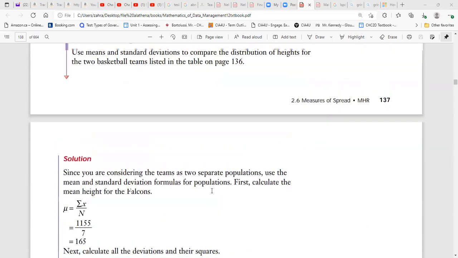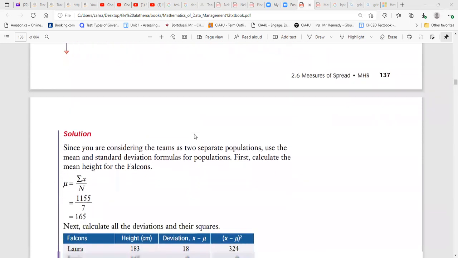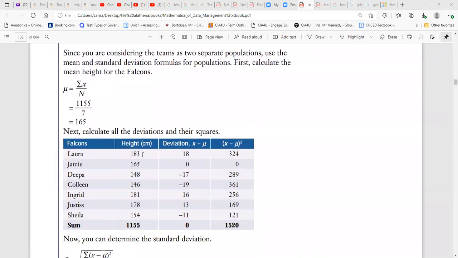Okay, let's just do this question and we'll see that better. Use mean and standard deviation to compare the distribution of the height for two basketball teams listed in a table. So this is the data that you have for this team, and here is the data. To find the mean value, we just add all of these heights. It's 1155 and divide by the number. We have 7 data, so divide by 7.